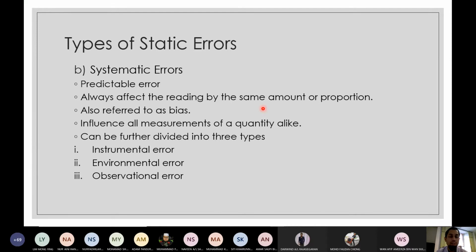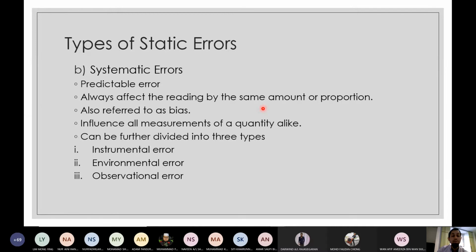Okay, if the instrument is faulty, when you measure, you get a certain value. You measure again, you still get around the same value. So sometimes it's also referred to as bias. So bias means it's always biased to be measured at around the same value, which is not the correct value. And it influences all the measurements of a quantity alike.